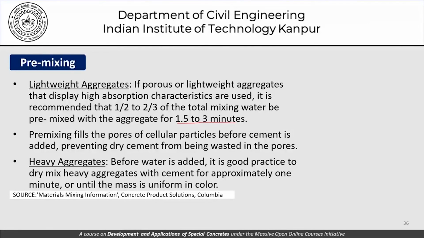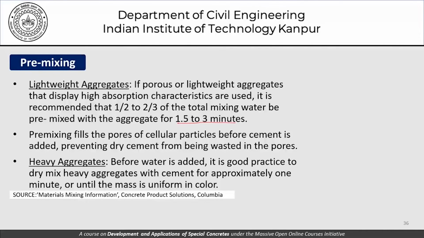So these are some of the tips, some of the issues that are being highlighted, along with some kind of guidelines being given. Of course this 1 minute or 1.5 to 3 minutes should be taken with a pinch of salt, because those numbers will depend on the kind of aggregates involved and the kind of mixing process that you're using. But please keep in mind the principle of what's being said. If we are talking of aggregates which tend to absorb water, it's better to pre-mix them with water. As far as heavy aggregates are concerned, before water is added, they should be pre-mixed with cement.